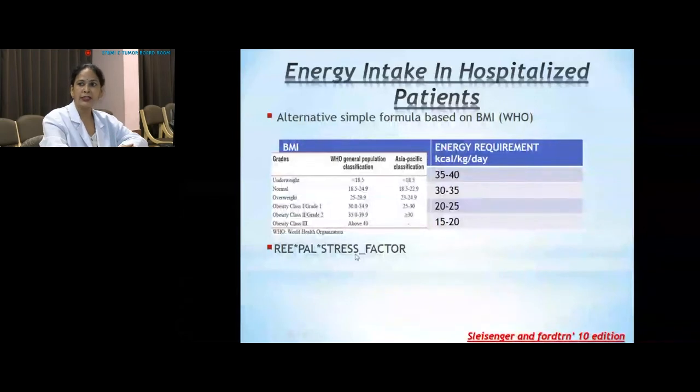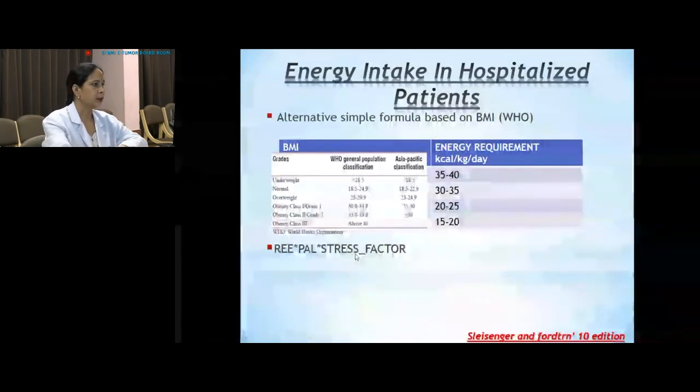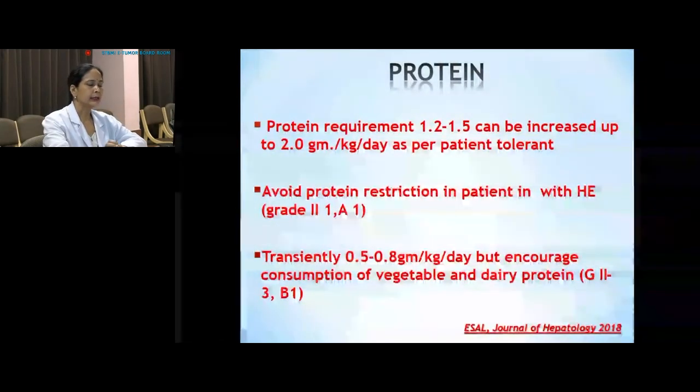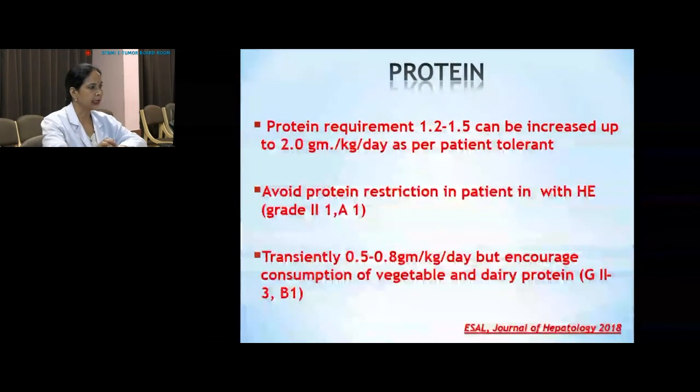the physical activity, stress factor, and then the total calorie can be estimated. Protein. So here, according to EASL guidelines, protein requirement in chronic liver disease, DCLD, or in liver failure, even in chronic condition, is 1.2 to 1.5, can be increased up to 2 gram. In ACLF, with or without hepatic encephalopathy, up to 2 gram can be considered. It depends on the patient tolerance.